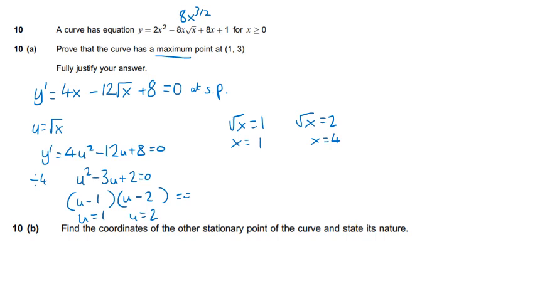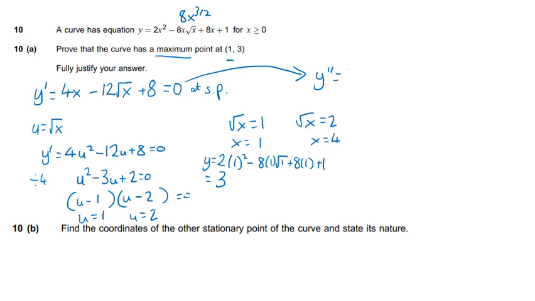Okay, so this is the one we want in this question, is where x is equal to 1. So if we take that value and substitute it back into the original equation to find y, we get 2 times 1 squared minus 8 times 1 times root 1, plus 8 times 1 plus 1. So 2 minus 8 plus 8, so they cancel, plus 1, so 2 plus 1 is 3. So that justifies that the coordinates are 1 and 3. So the last bit is just to prove that it's a maximum. So let's differentiate it again.